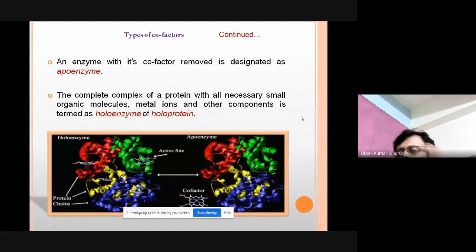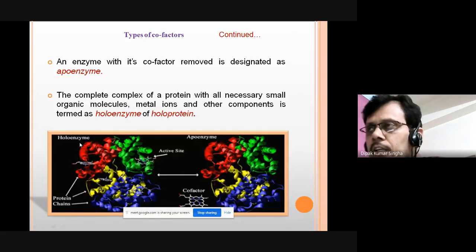The types of cofactor, last class we discussed about this. The enzyme with its cofactor removed is designated as an apoenzyme. That means this enzyme actually consists of two parts. One is the apoenzyme part, the protein part, and another is the non-protein part, which is called the cofactors. When both come together, ultimately the enzyme action will be done. This cofactor is divided again into two parts: one is the prosthetic group, another is the coenzymes.